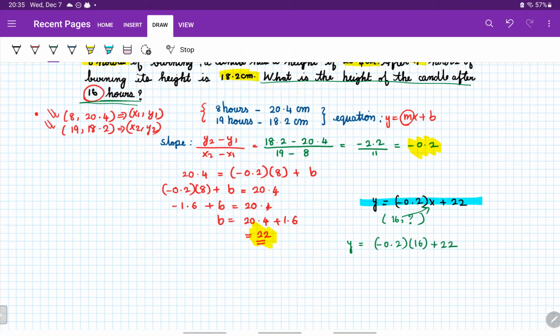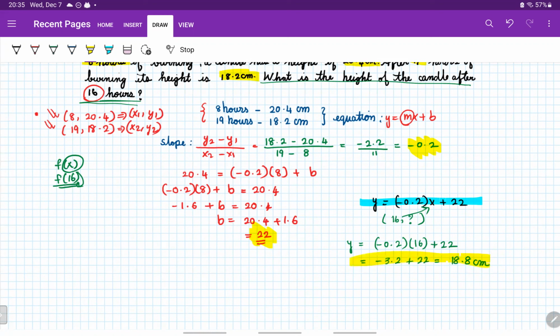If you recall from the very first video where we were evaluating functions, instead of saying f of x here, now it's going to be f of 16. So wherever there is an x, we are plugging in 16 here. That is why we have negative 0.2 times 16 plus 22, which will give us negative 3.2 plus 22, which is 18.8 centimeters.